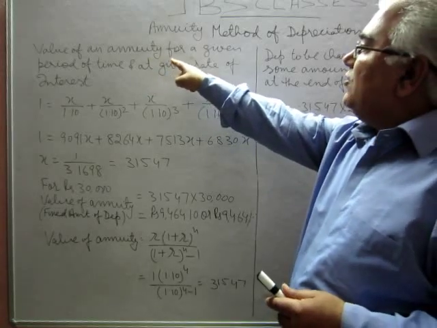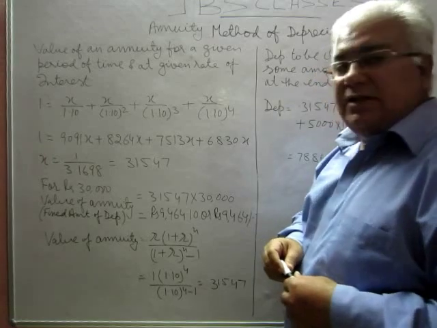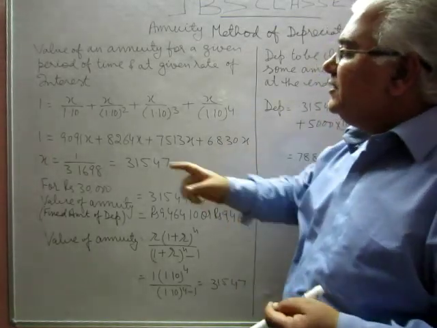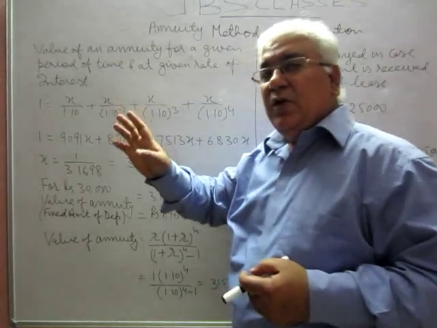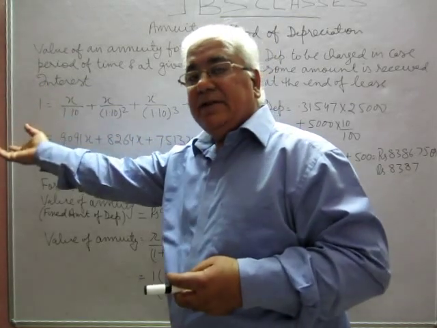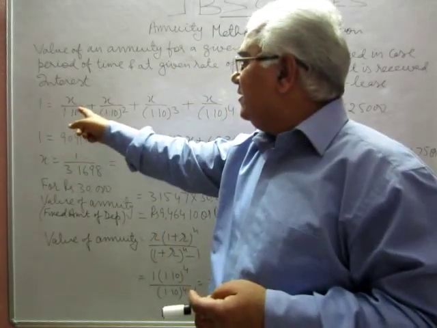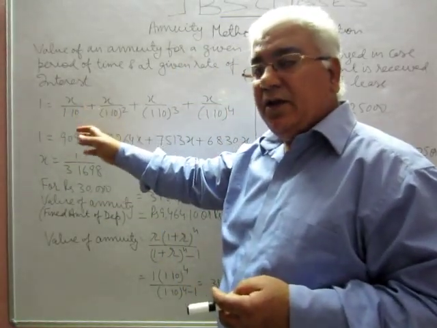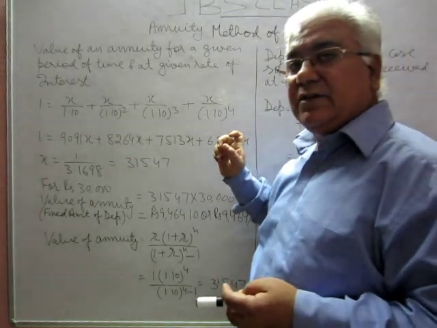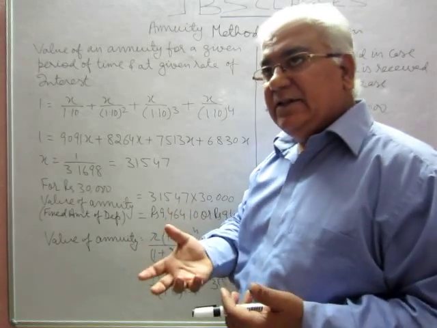Here, value of an annuity for a given period of time and at a given rate of interest. In this case, the period we have taken is 4 years and the interest rate is 10%. And this is rupee 1. So if at present there is rupee 1, what is the value of annuity? What is the value of annuity if the rate of interest is 10% and the time involved is 4 years? So let us assume that annuity to be equal to X.